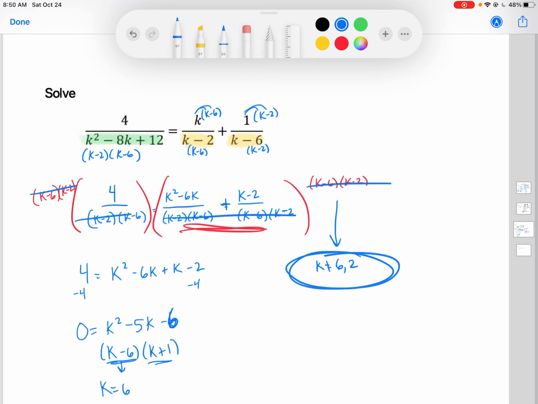So you notice I get an answer of k equals 6 and k equals negative 1. But if you go back to that excluded list, 6 was on it. Therefore, we get rid of that one. And you only put k equals negative 1 down as your answer.